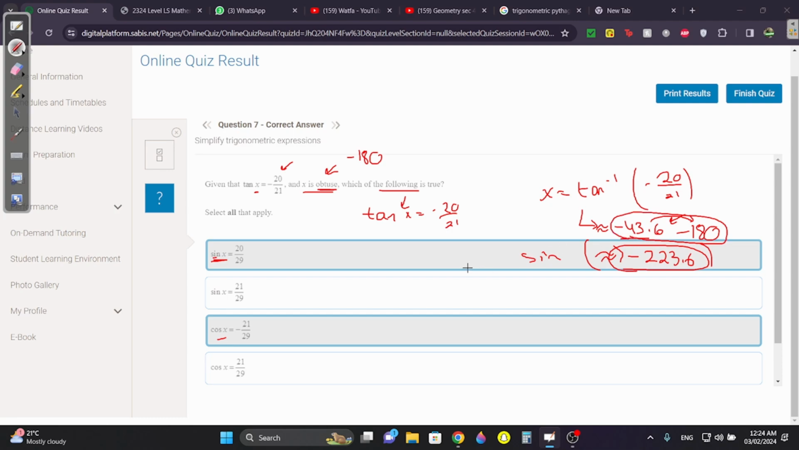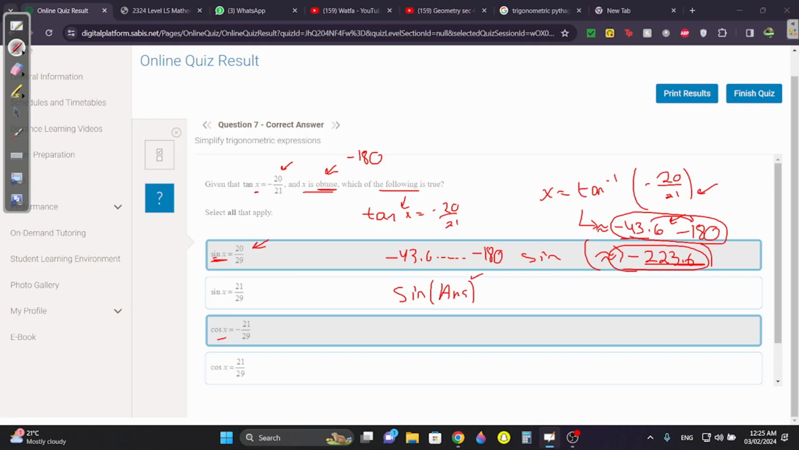So make sure, if you were to do it on a calculator, you get inverse tan of this. You get minus 43.6 something. After you get this, you directly put minus 180. Then you put sine of the answer. This is the only way you're going to get the correct answer. Otherwise, if you put minus 223.6, the calculator is going to give you a different answer.